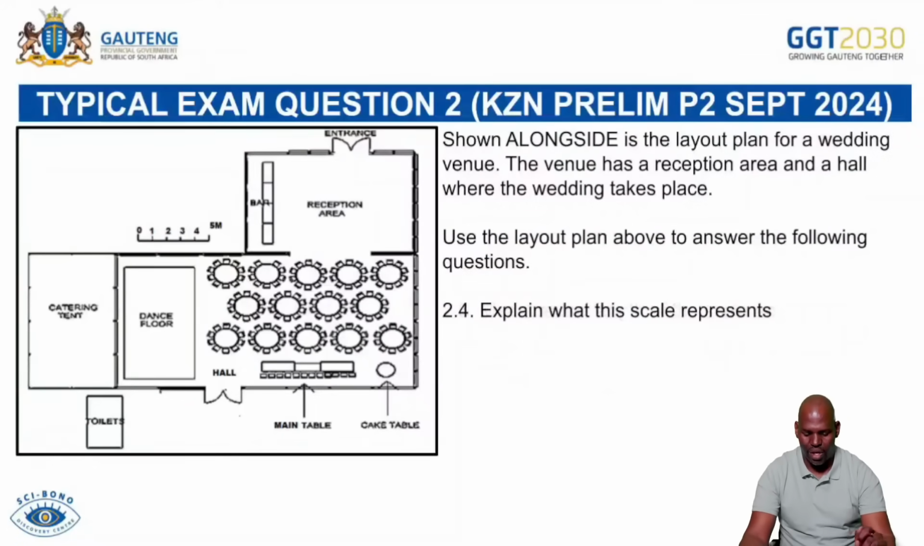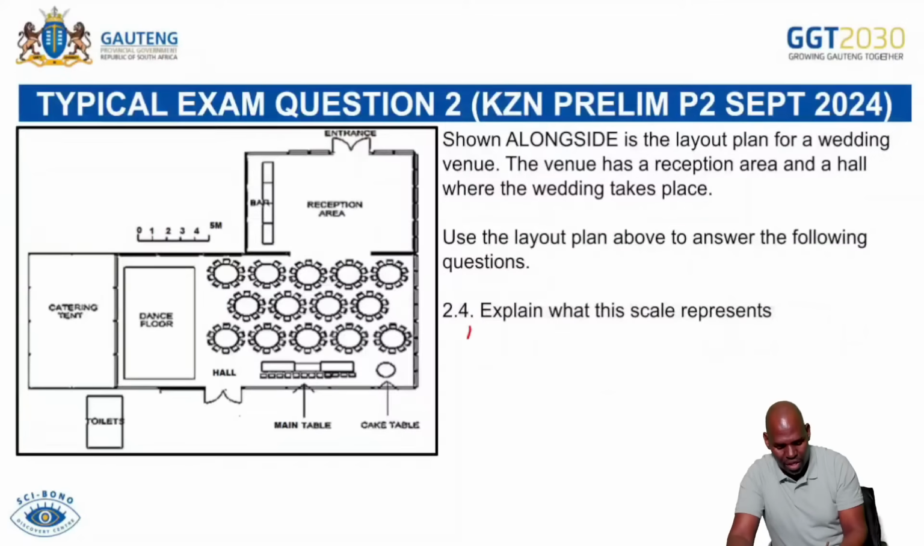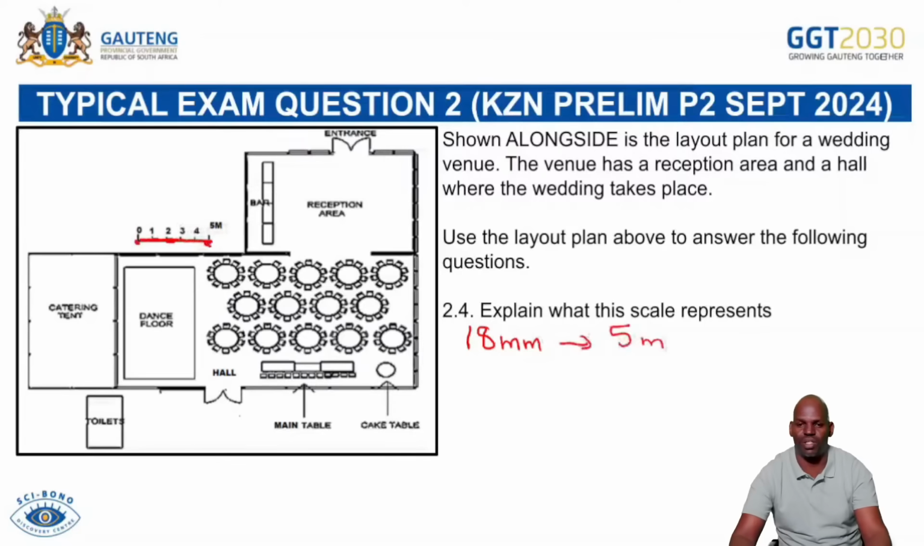Okay, so the next one says, explain what this scale represents. Remember, we have already measured the scale. In this case, I have indicated that the measurement is 18 millimeters, but on the scale they've indicated 5 meters. So when I measure it from this point to the other point, I get 18 millimeters, but in actual length, it's 5 meters. So this one means 18 millimeters, it's actually 5 meters in reality.